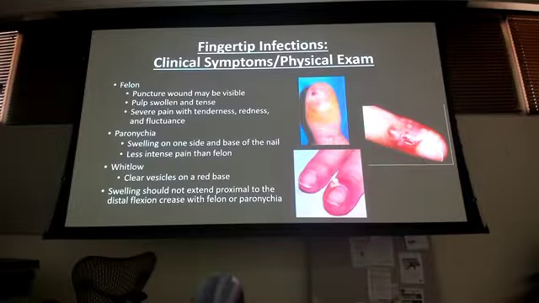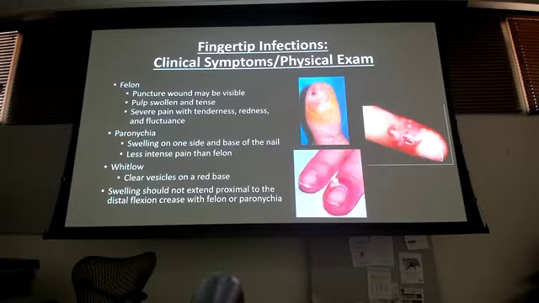Okay, good. So felon, puncture wound, you may or may not be able to see it, but there may be a history of a puncture wound. Okay? Maybe a rose needle, right? A rose bush. They got poked, pricked a couple days ago, now they got a felon. Okay? So the pulp is swollen and tense.